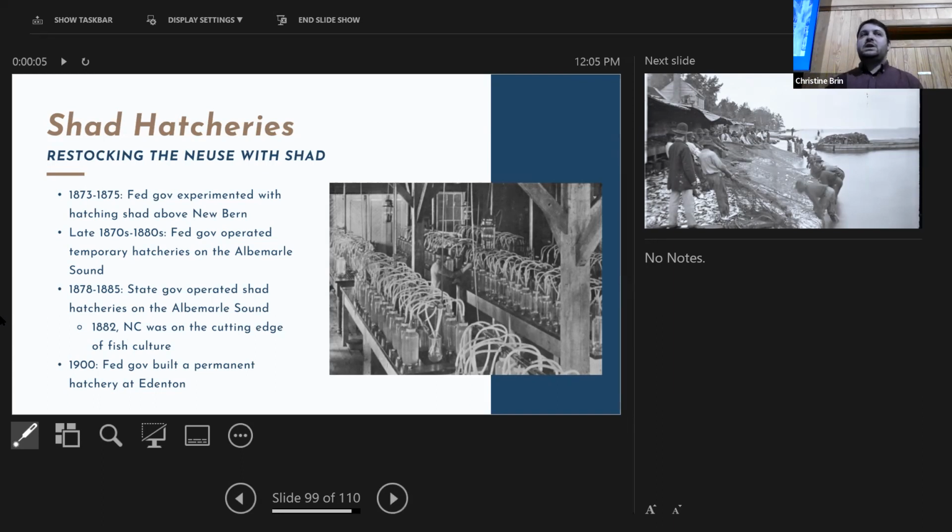Unfortunately, the federal government wasn't able to establish a permanent hatchery on the Albemarle Sound until 1900 when they put one in Edenton. That was too little too late. They weren't getting enough in the 1890s, and in the early 1900s, there's a severe drop-off in the number of fish being released into the rivers. And in the Neuse, it was hundreds of thousands of fry that they're releasing into that river.